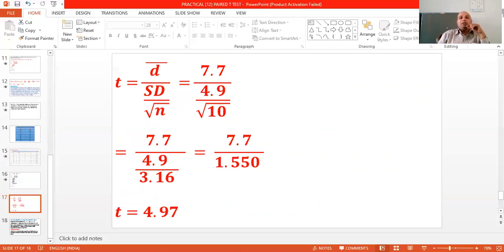Using another method for t, a different formula: t is equal to d bar upon SD upon under root n. Then d bar is 7.7 upon 4.9 upon under root 10. Then t is equal to 4.97.